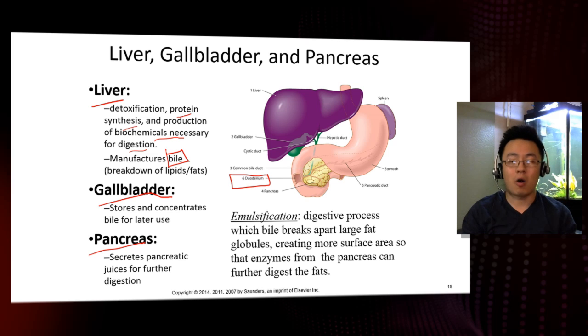Next up, we have the gallbladder, which helps to store and concentrate bile for later use. Once again, your body doesn't know exactly how much bile to produce. It knows to produce it because you're eating food, but how much? It doesn't know. So any excess has to go into the gallbladder.